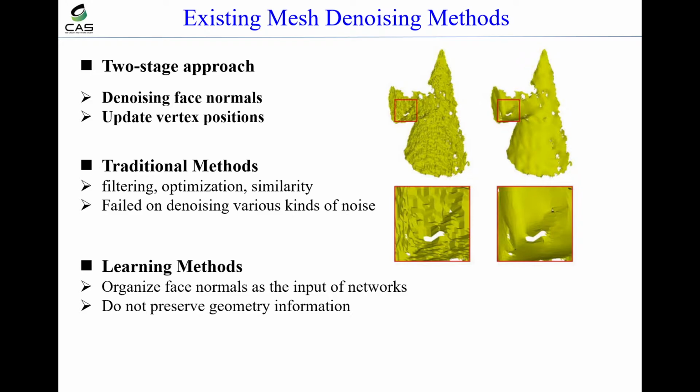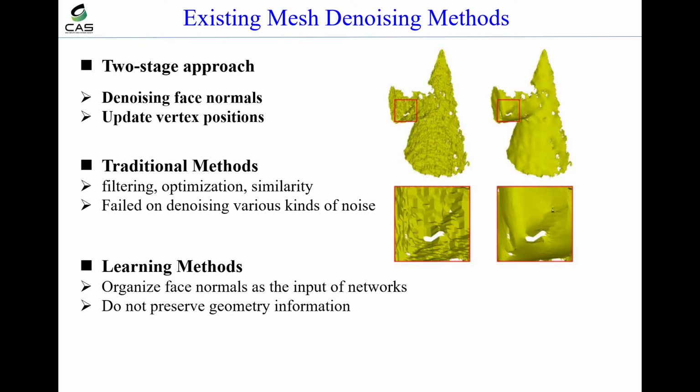Most of the existing mesh denoising methods follow the two-stage approach, in which the face normals are denoised first, then the vertex positions are updated according to the denoised normals. The denoised normals can be obtained by many traditional methods: filtering-based, optimization-based, and similarity-based. However, a certain prior cannot be guaranteed to always be effective for various kinds of noise. Thus, they fail to remove the noise on scanned meshes.